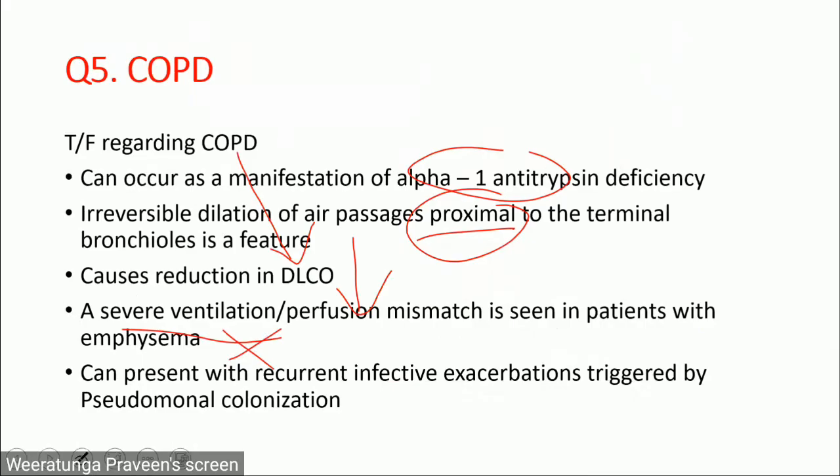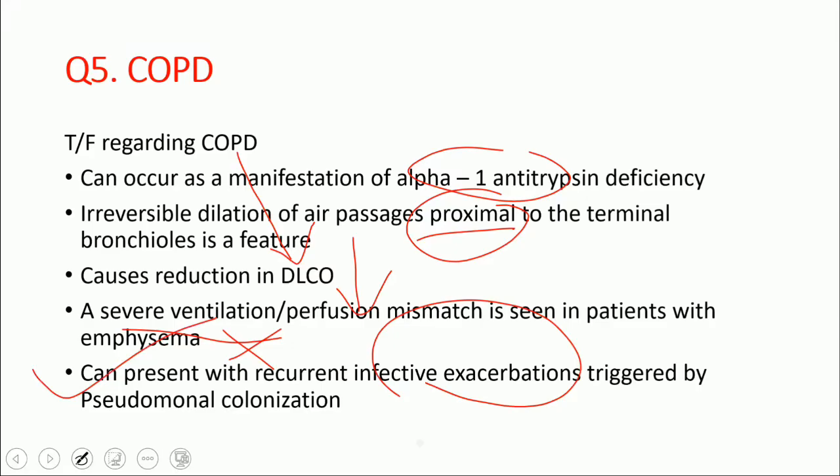Right. Now, a main problem in COPD, as obviously you know by now, is that they get recurrent infections. So the clinical story is that they usually come with recurrent infective exacerbations. And in patients who have recurrent exacerbations, it can be due to Pseudomonas colonization. Right? So Pseudomonas colonization can present with recurrent infective exacerbations. That is true.